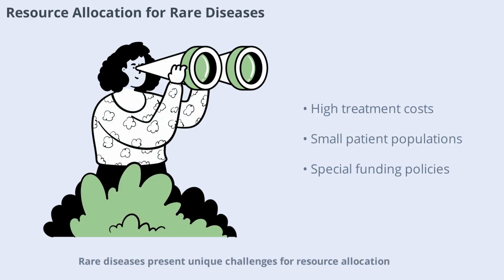Rare diseases present unique challenges for resource allocation due to high treatment costs and small patient populations. Health economics evaluates the value of investing in treatments for rare diseases, considering both individual and societal benefits. Policies may include special funding or incentives for research and development. Balancing equity and efficiency is crucial in this area.